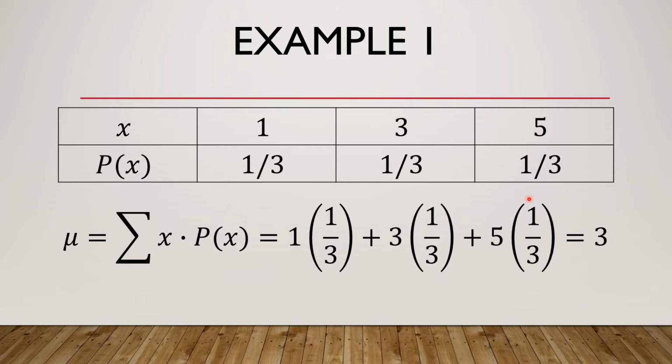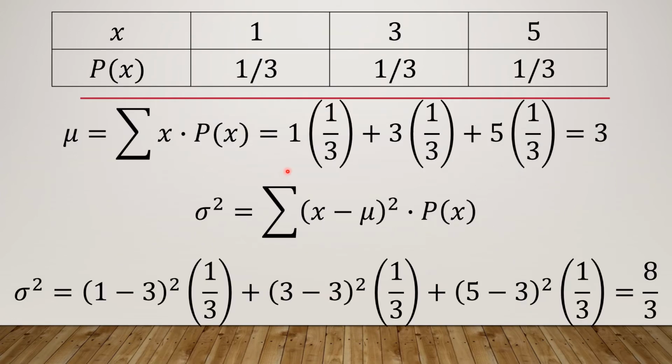To give you an example, in the previous video we have the probability distribution 1, 3, 5, and we have the probability as 1/3 for all values of the random variable. Computing the mean, we have 3.